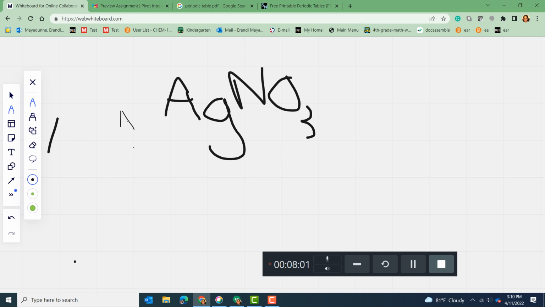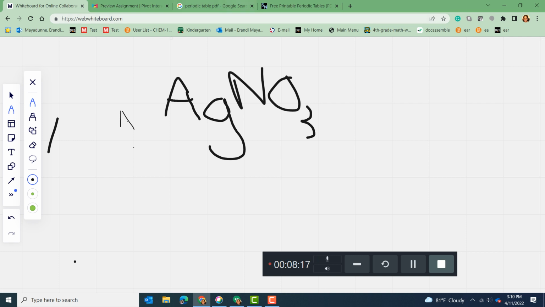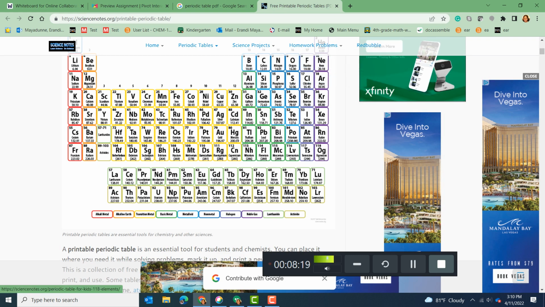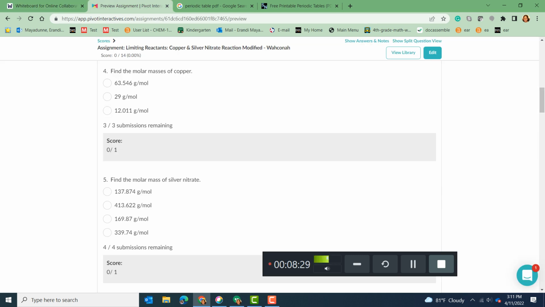You can find the mass of silver, which you find in the periodic table. Silver is 107.87 plus nitrogen. What is the mass of nitrogen, which is 14, and oxygen, you have 3 oxygens. 1 oxygen is 16 into 3, so you add all 3 numbers, which gives you the molar mass of silver nitrate. So that's how you find the molar mass of silver nitrate.